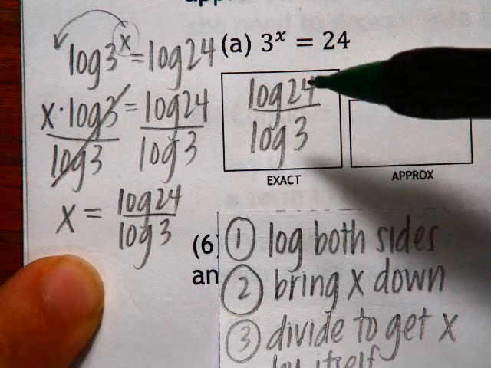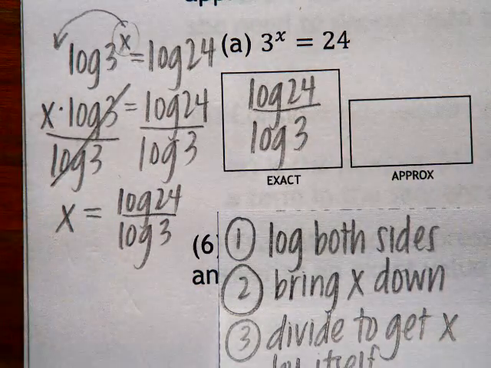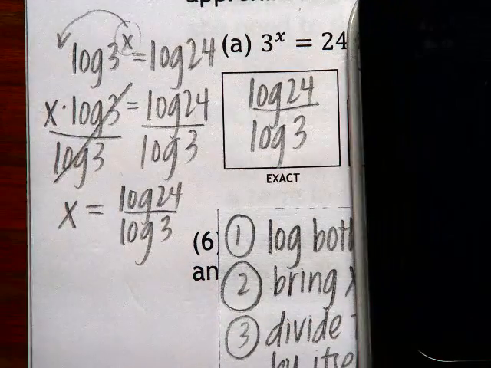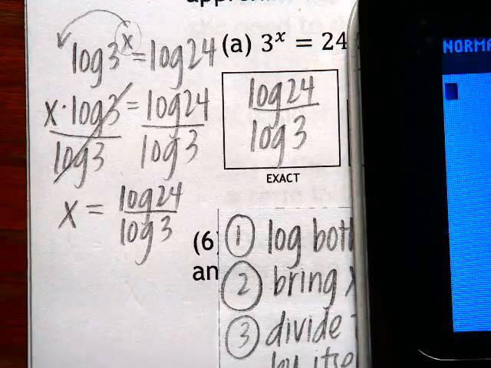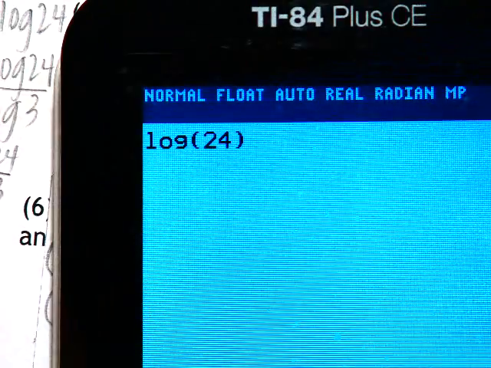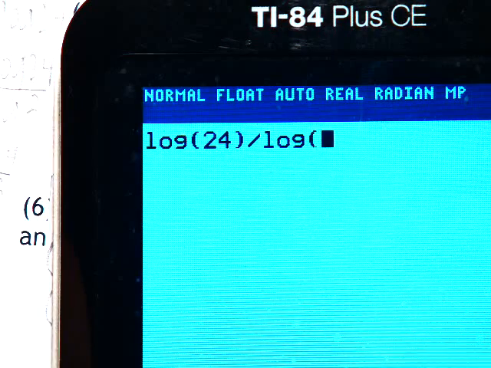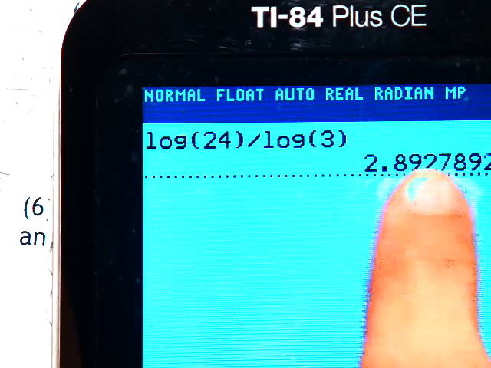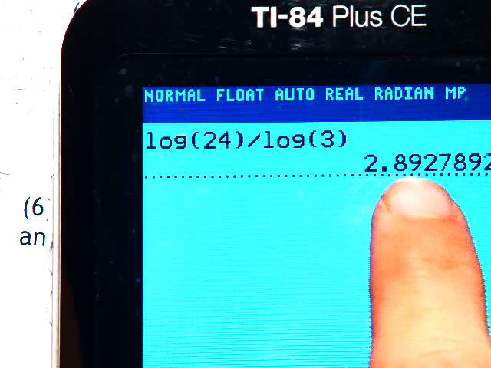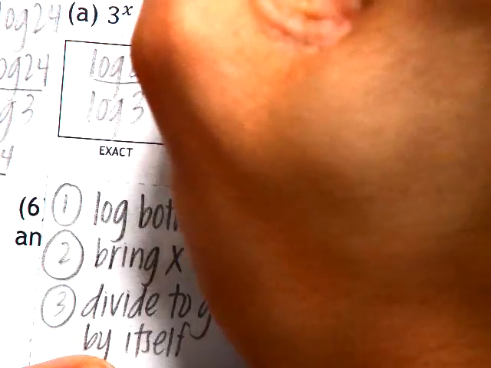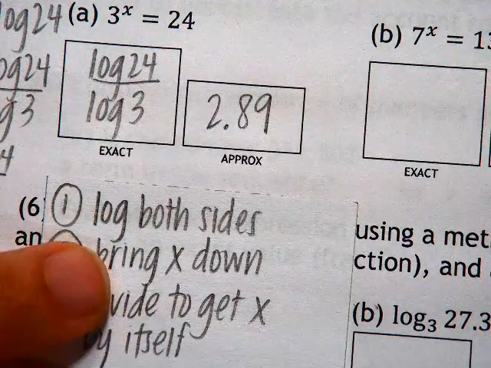And in math analysis, they'll let you write your answers like that if you don't have a calculator. If you have a calculator with a log button, then you'd be expected to actually type that in. So we would type log 24, close the parentheses, divided by log 3, close the parentheses, and we'd get an answer. The answer is expected to be a decimal, 2.89. So we would write that in where it says the approximate answer space, 2.89.